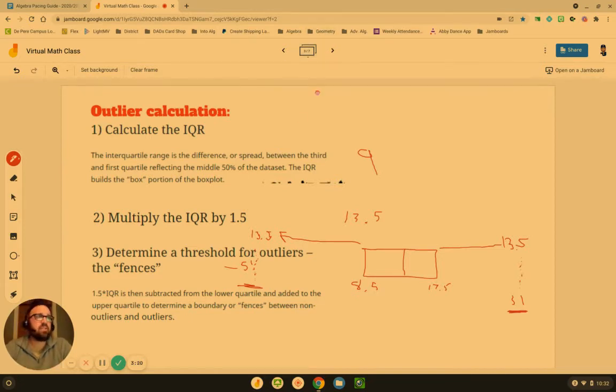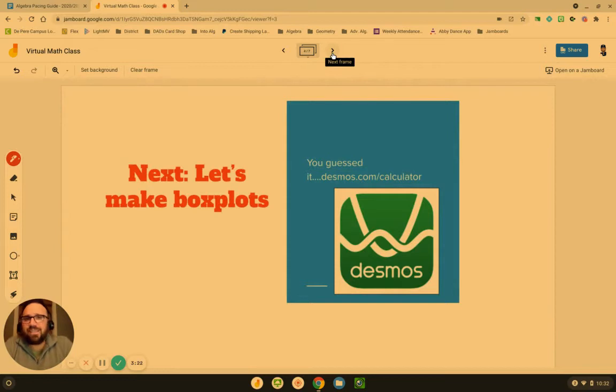Now, it's complicated. It's a process that you have to go through. Here's the good news. We're going to use Desmos to do all of this and calculate those values for us. So you're going to get some important notes coming up here about Desmos and how to use Desmos to create those box plots. Make sure you jot these notes down.